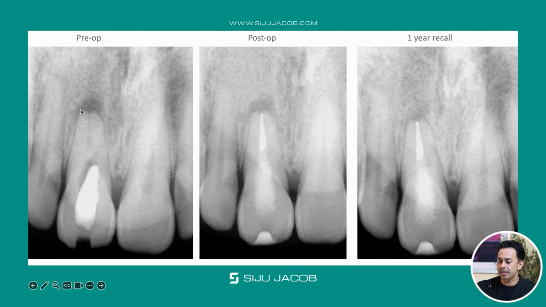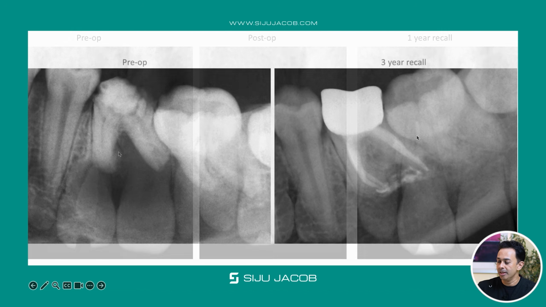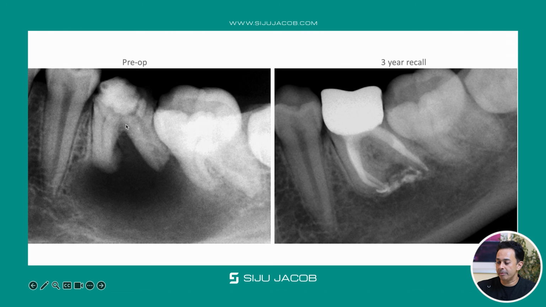The most common ones that you see are something like this, where you have a small apical lesion in relation to one tooth. Somebody's done an access here, so we go there, do an obturation, and then 1 year later the lesion heals non-surgically. This is something very common. And then you can have a larger lesion. The primary cause of this again is endodontic. So once you treat this non-surgically, the lesion heals. The 3-year recall shows the lesion heals.